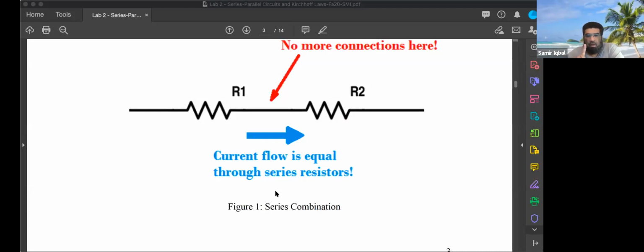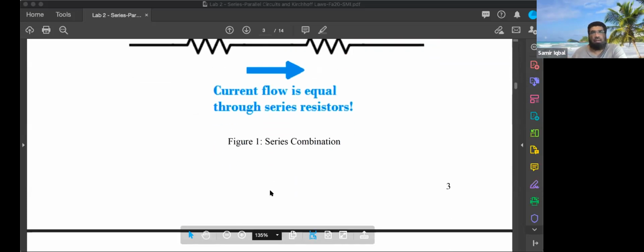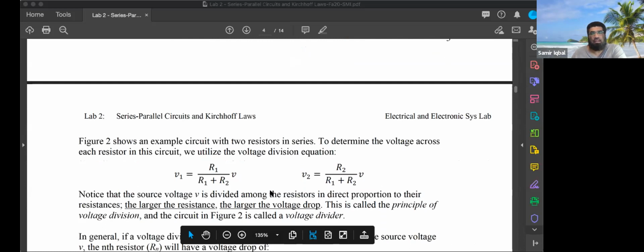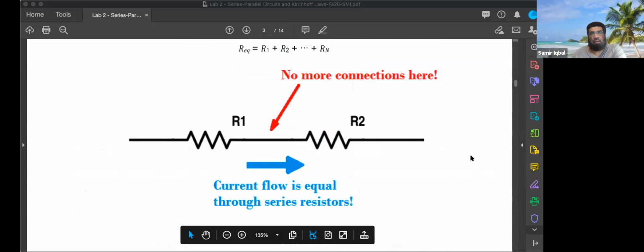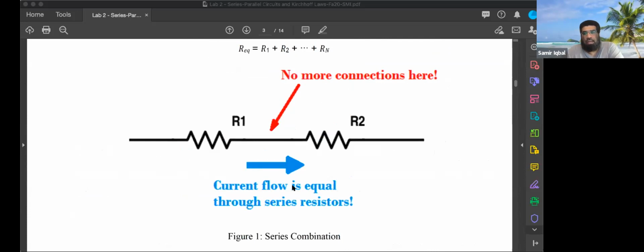But I haven't said anything about voltage yet. I have just said current is the same, right? Now, if I look at the voltage, suppose there is a voltage applied across these two resistances. The voltage will be consumed by each resistor differently. If the resistances are of different value, then the voltage consumed, or what we call voltage drop, would be different across each resistor, depending on its resistance value.